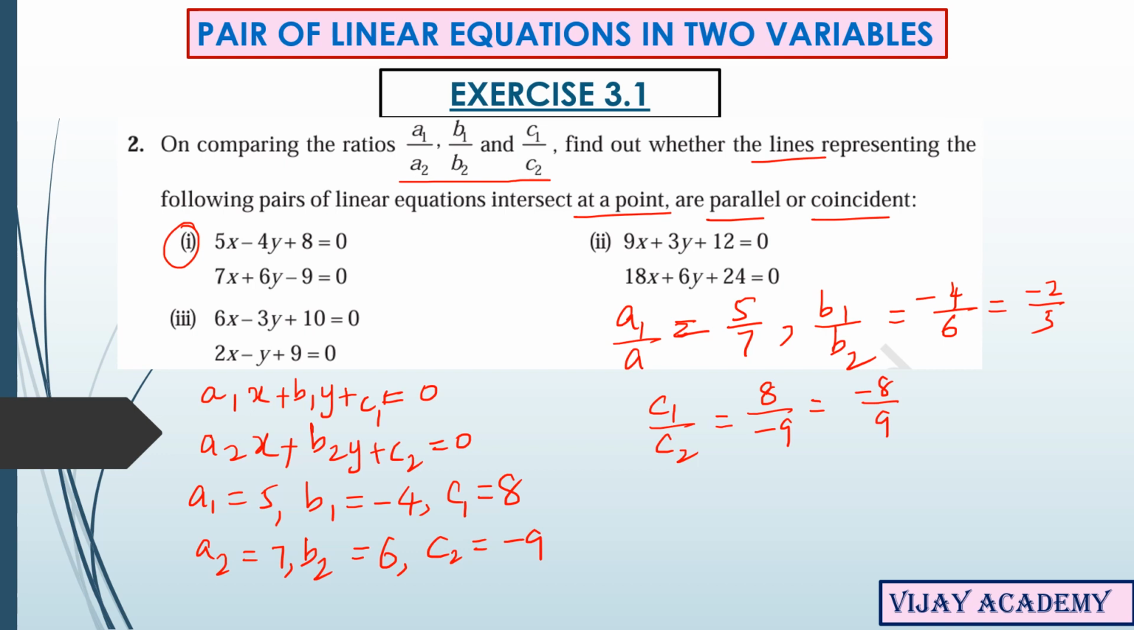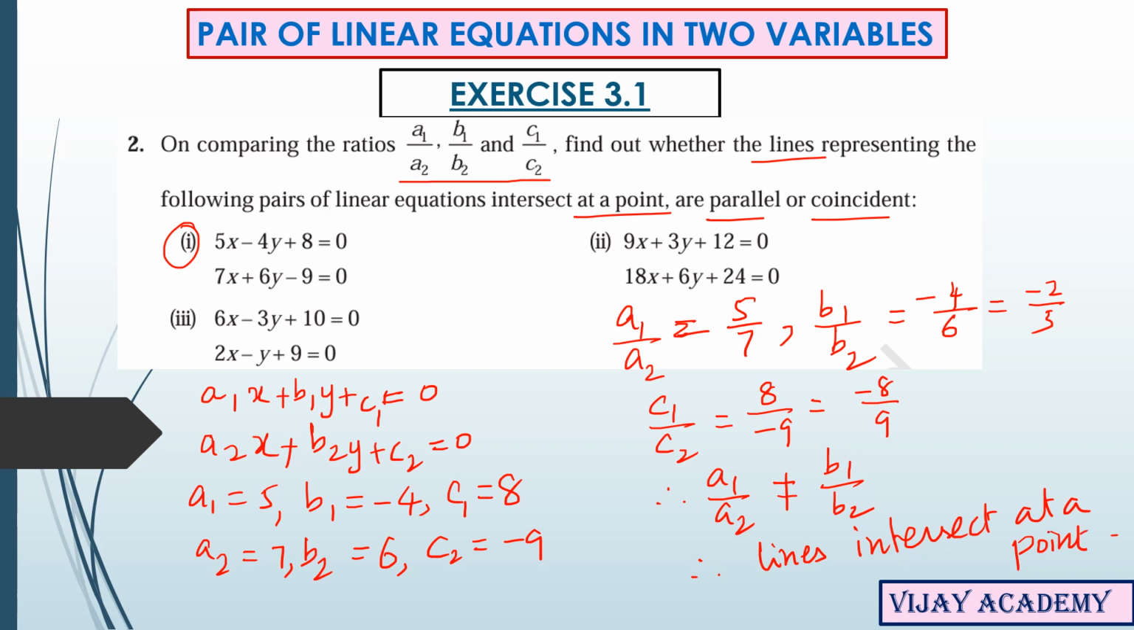Now look at the ratios. Look at all the three ratios, that is a1 by a2, b1 by b2 and c1 by c2. So a1 by a2 is not equal to b1 by b2. So therefore we can say that these equations will intersect at a point. So the lines representing these equations intersect at a point.